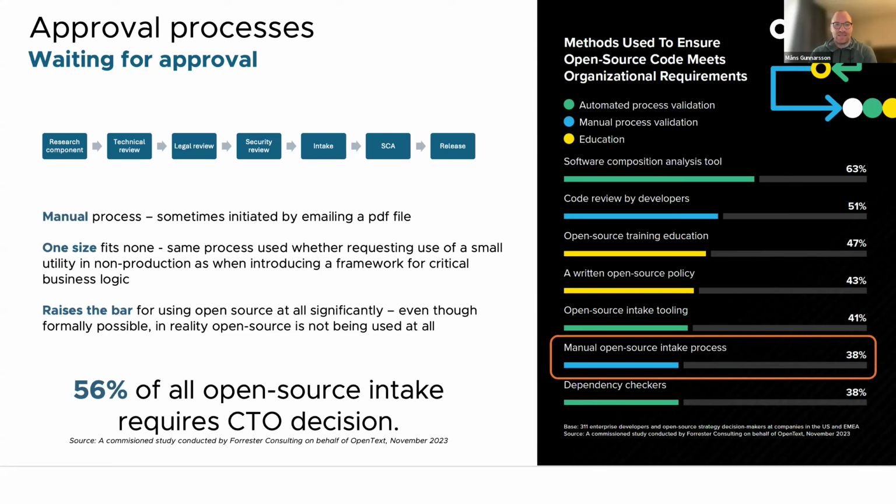Another issue here is that the very same process is often used for all open source intake, where you make no difference between, let's say, a utility that you use in unproduction versus a complex framework that your business critical logic will be built on. And in that case, if you are doing a business critical decision, having a month-long or 4-month-long intake process sounds like a good idea. Fine, let's make sure to make the right choice. But it's not as fine for a developer to have to wait for weeks or even months to be allowed to use a simple component.